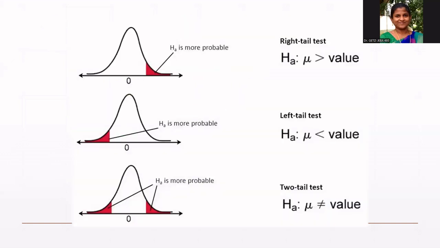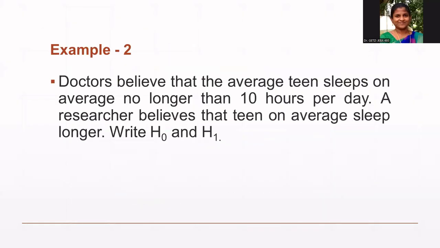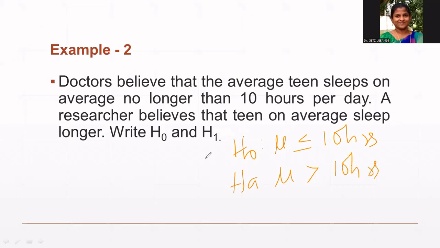So here, let us see with this example. Doctor believes that the teen sleeps on an average no longer than 10 hours per day. So no longer than 10 hours per day, which means very explicitly it is said, the null hypothesis H naught is mu less than or equal to 10 hours. The alternate hypothesis is mu greater than 10 hours. Very explicitly it is written no longer than 10 hours, so I am writing the null hypothesis in this way.